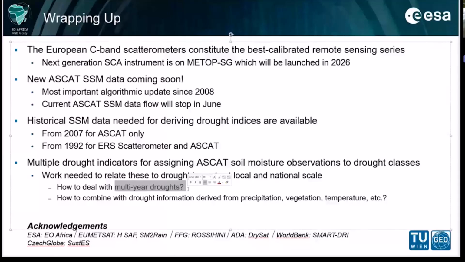And last but not least, there are many variables that indicate drought conditions. So you also want to look at precipitation, vegetation, temperature. So how to best combine all this drought information into one indicator and to relate it to what is happening on the ground. Also there are already different combinations of indices, but I'm sure things can be improved there.